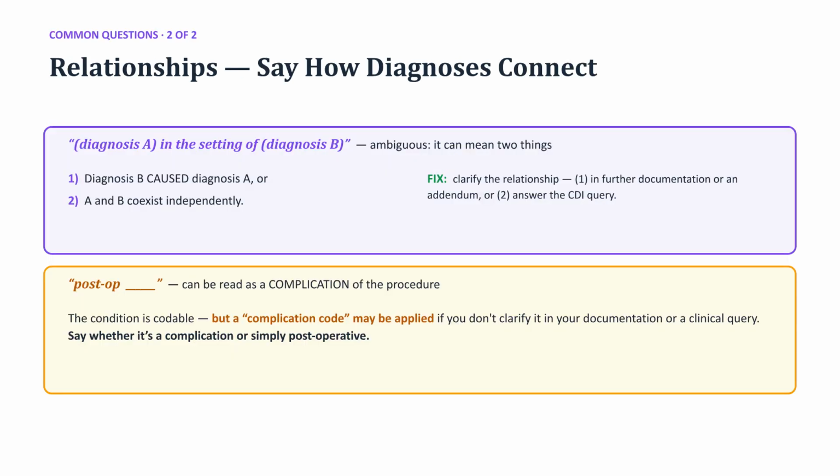Finally, be clear about how diagnoses relate. Phrases like "in the setting of" can be ambiguous. Clarify whether one condition caused the other, or if they coexist. For postoperative conditions, specify if they are complications or simply postoperative. Clarity in these relationships prevents miscoding and ensures accurate documentation.